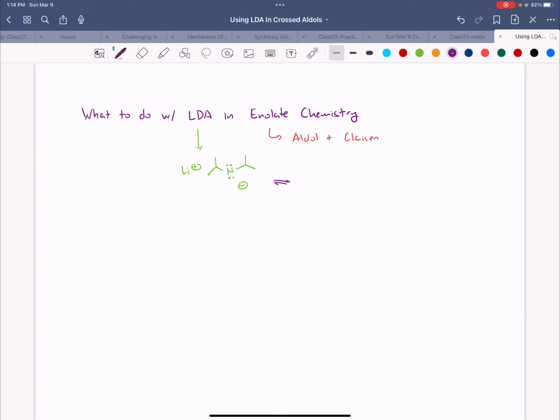Anyway, the conjugate acid for this molecule, let me use a different color. Let's use blue. The conjugate acid looks like this, and that's a pKa equal to 36. So that is considered a fairly weak acid. So therefore, this is a strong base.